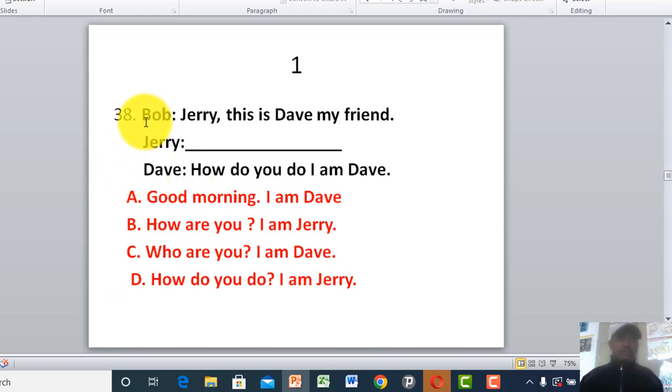Niceties. Question number 38. Bob and Jerry. Jerry, this is Dave, my friend. Introducing others, please. Bob is a mediator. He's going to introduce Jerry to his second friend, Dave. Jerry and Dave do not know each other before. Then Bob says, Jerry, this is Dave, my friend. What is the expression from Jerry? And the response here is, how do you do? I am Dave.